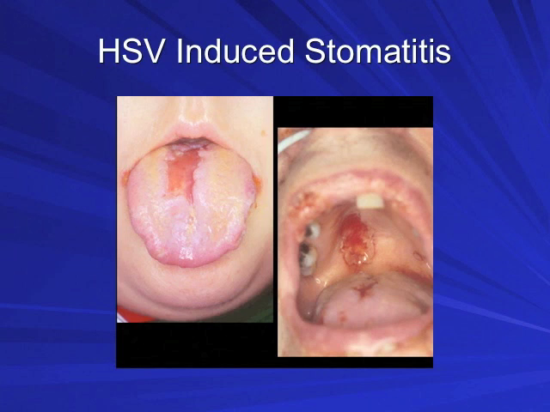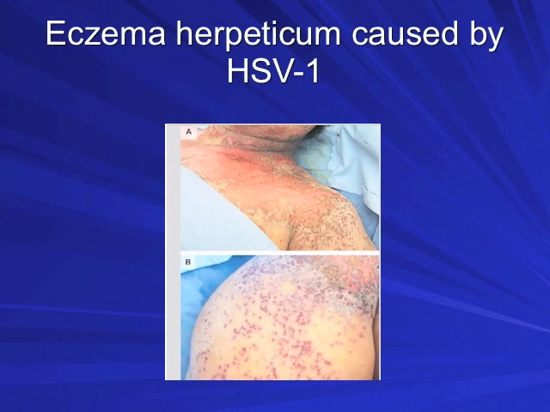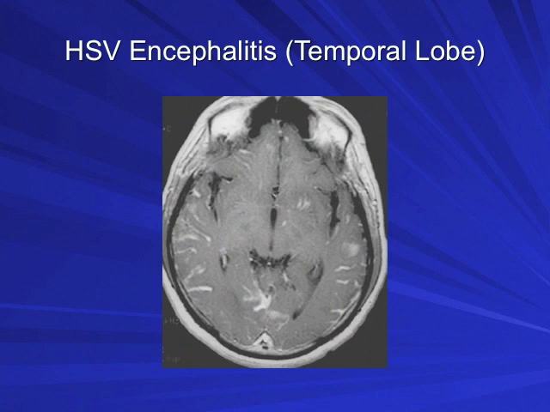So here are a couple of pleasant slides showing HSV-induced stomatitis, particularly in these patients. This is a relatively rare but cool slide, so I put it in there, with eczema herpeticum caused by HSV1. And this is a slide showing temporal lobe white matter changes associated with HSV encephalitis.